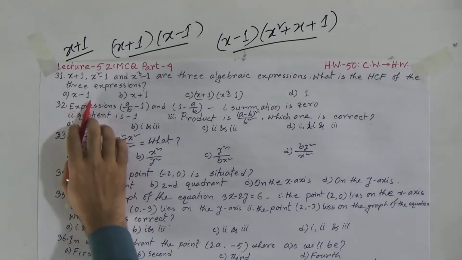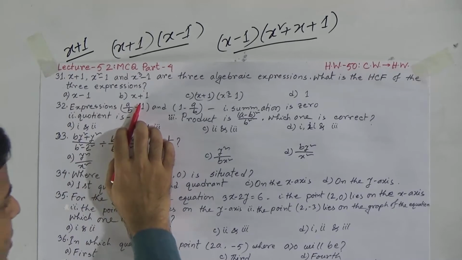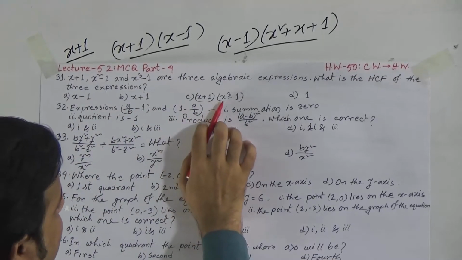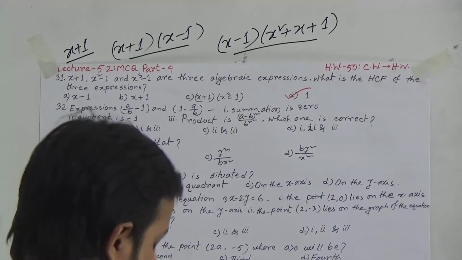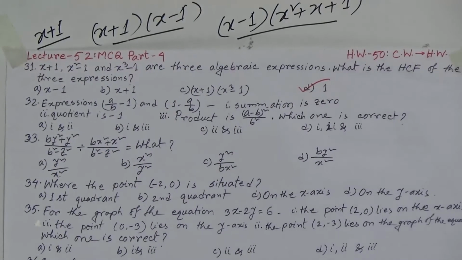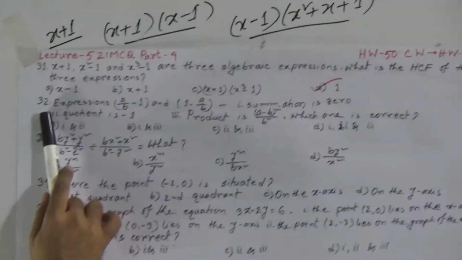So x minus 1 is not correct, x plus 1 is not correct, x plus 1 into x cube minus 1 is not correct. Our correct answer is 1. Okay dear students, now see question 32.